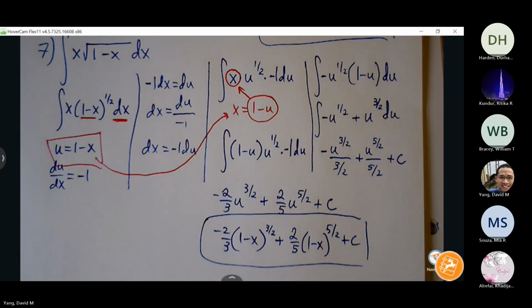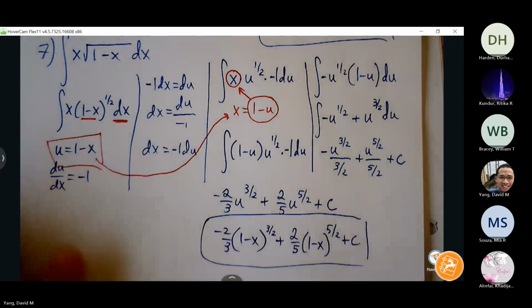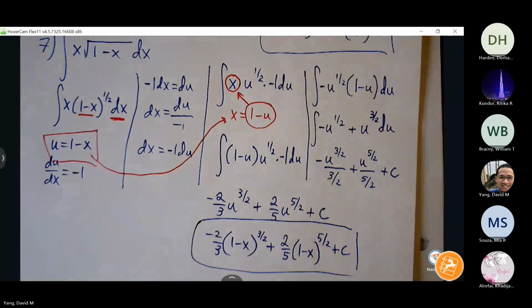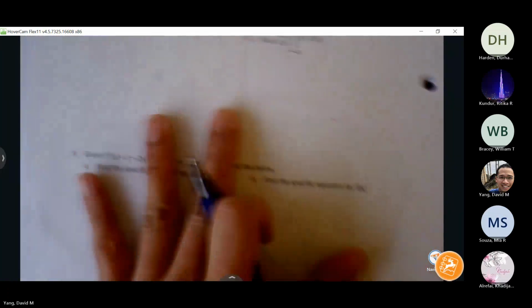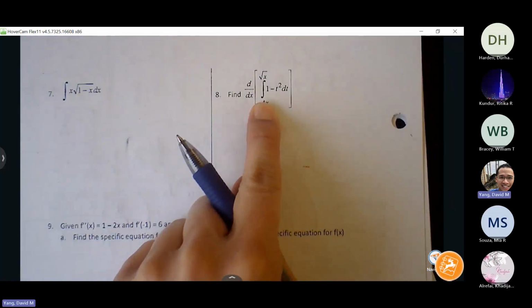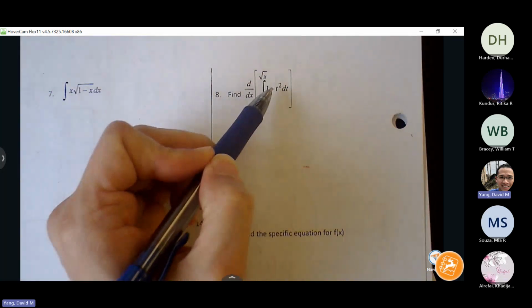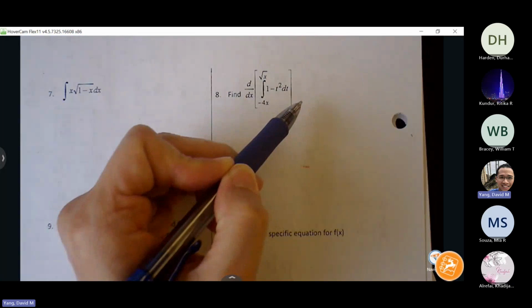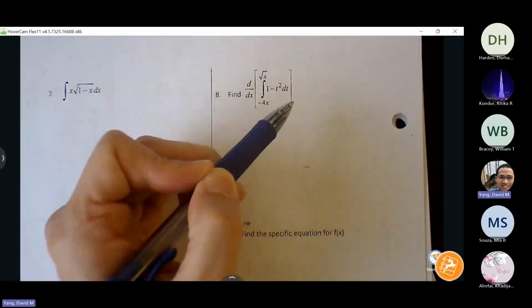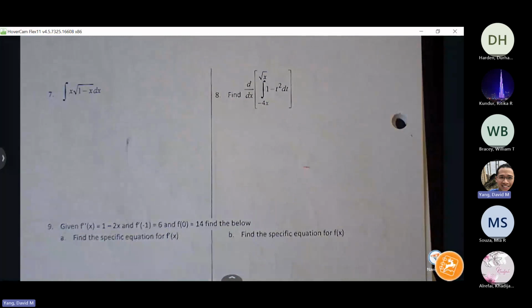Okay, number 8. We want to find the derivative of a definite integral. We know that we have to apply what? The second fundamental theorem, right? It says I can plug the upper bound into the function, multiply it by the upper bound's derivative, minus plugging in the lower bound, times the lower bound's derivative.